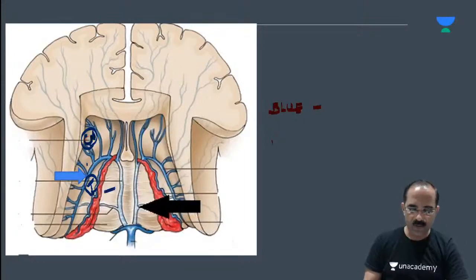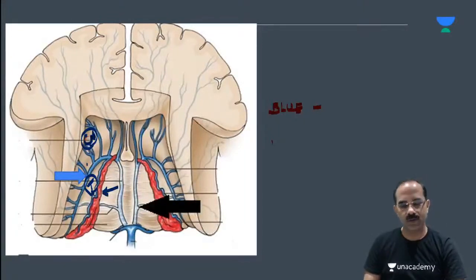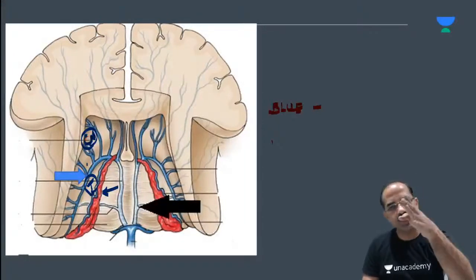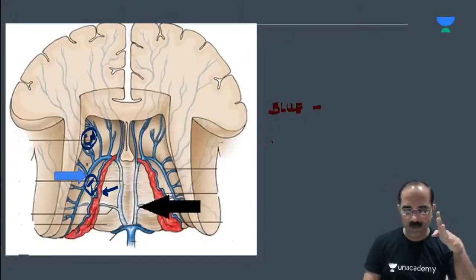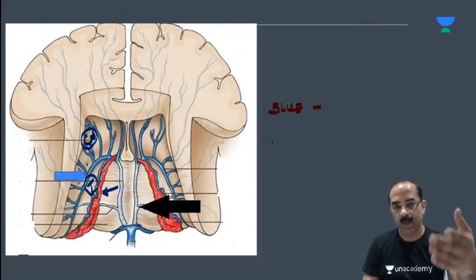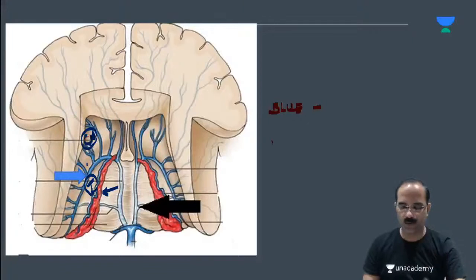What is this, students? This is the choroid plexus. There's a vein which drains the choroid plexus, right? Name: choroidal vein. Choroidal vein.